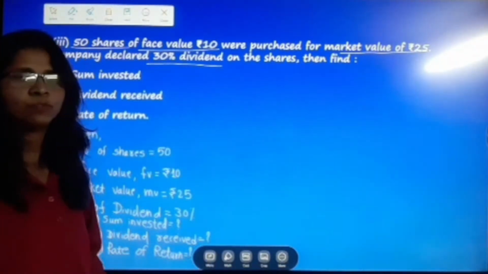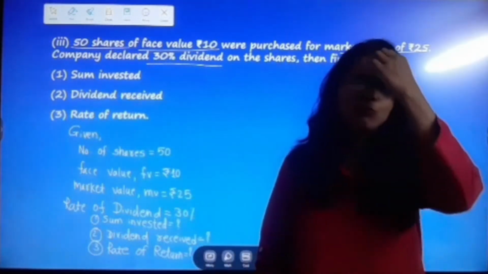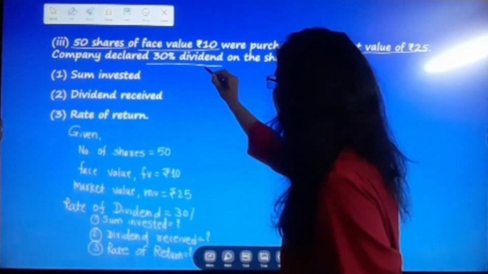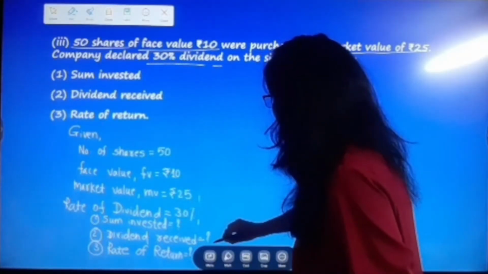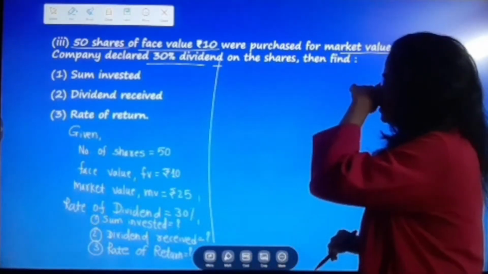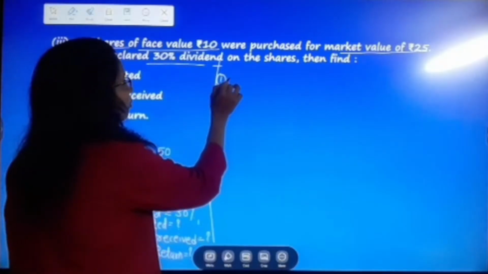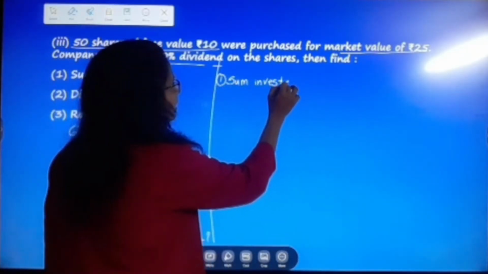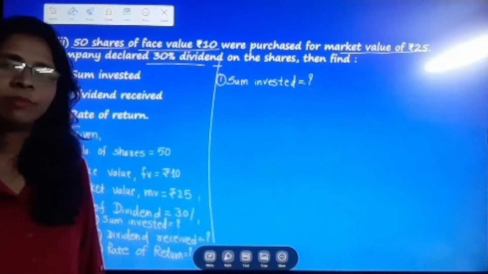Okay students, in such a way we can write down the given and which values we have to calculate. So now we are ready to solve this example. First we have to find out the sum invested. Sum invested is equal to question mark.